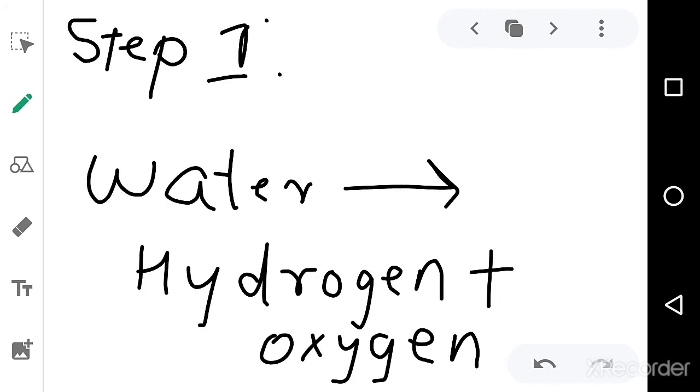So now we are going to discuss how to write a chemical equation. For this we are going to take the easiest example, that is water. While writing the chemical equation, the first step is to write the chemical reaction in word form. So water gets formed by the addition of hydrogen and oxygen. Okay, this is step 1.